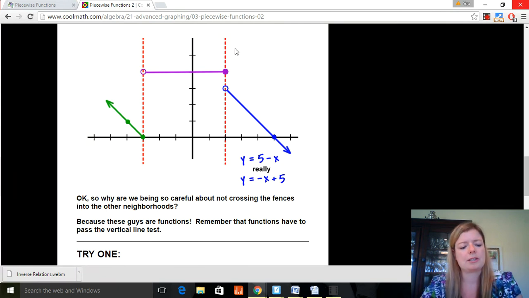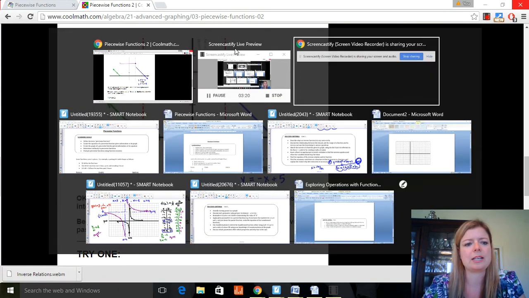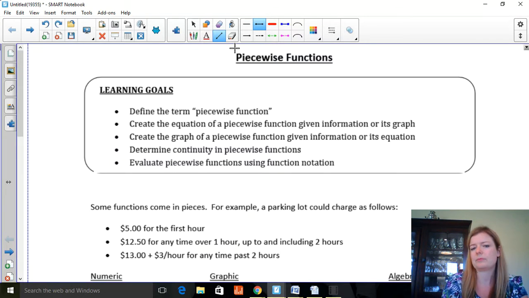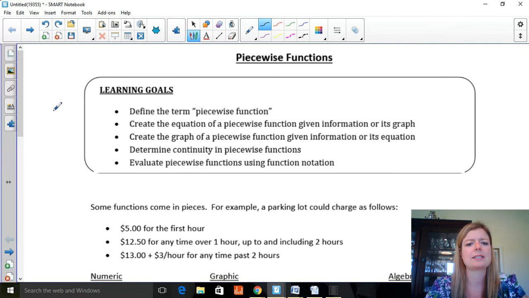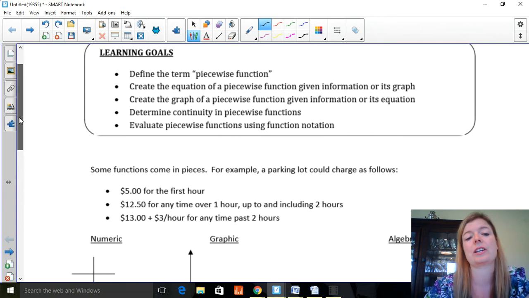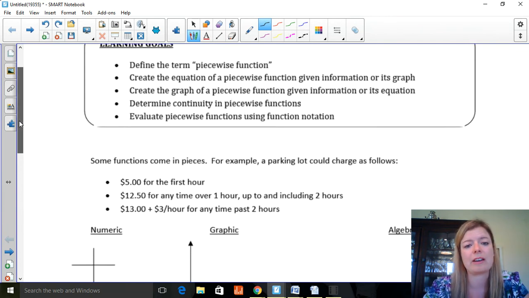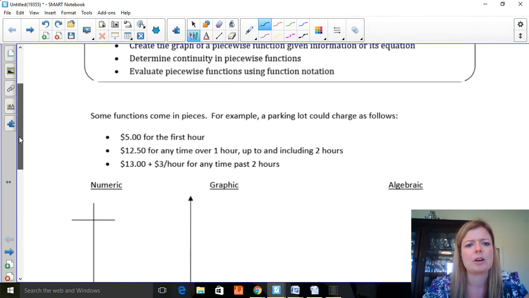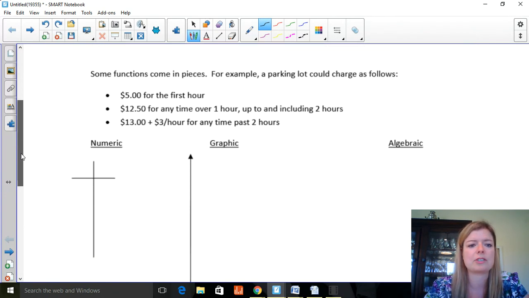Okay, so let's go through and actually do some examples. So in this note, we're going to actually define what a piecewise function is, create some equations, create some graphs given the equation, and determine if piecewise functions are actually continuous or not without having to graph them. Okay, we'll also evaluate piecewise functions using function notation.